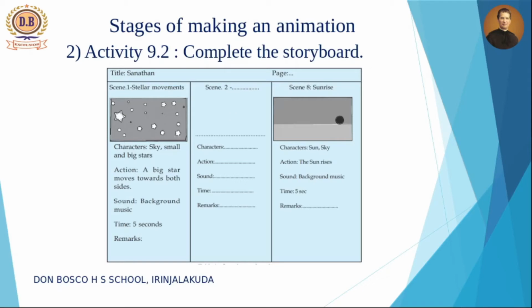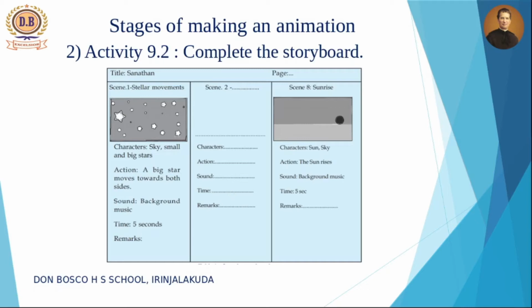So the characters will be sky, tree and bird, and the action will be the bird flying away from the nest. And sound, same as scene 1, we can provide background music for that scene. And time also, we can provide 5 or 10 seconds. So like this we can give scene 2, scene 3, etc.